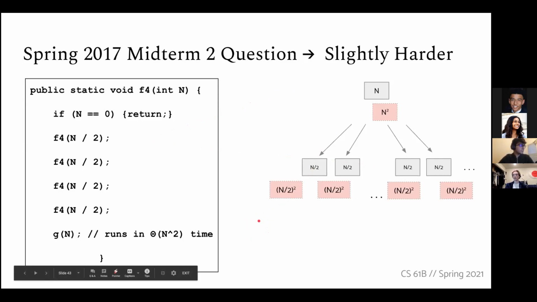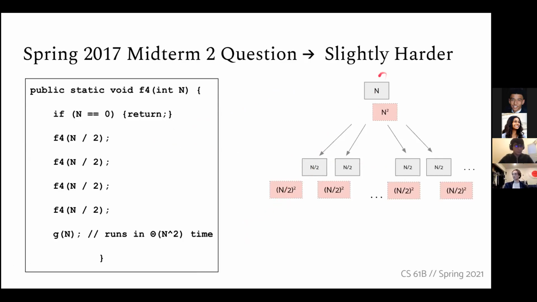I'll just walk through a little example with n equal to 2. So say this was 2. It would then create this node with value 1, and then it would create 4 nodes down here of value 0. So we'd have 4 new nodes down here with value 0.